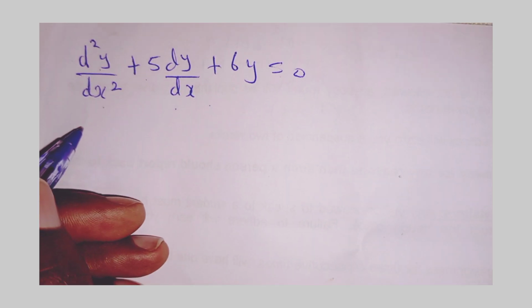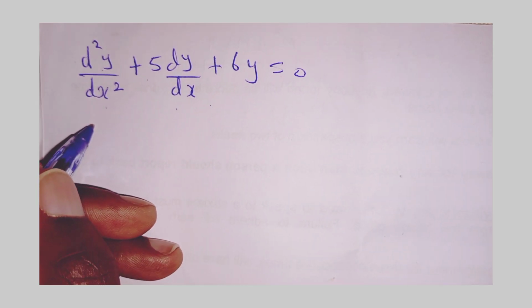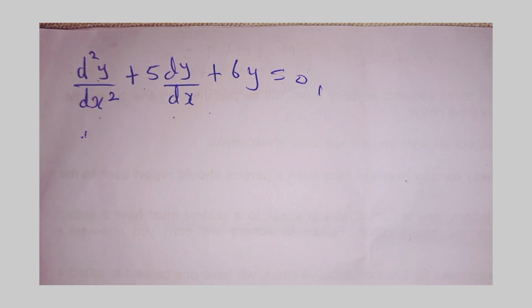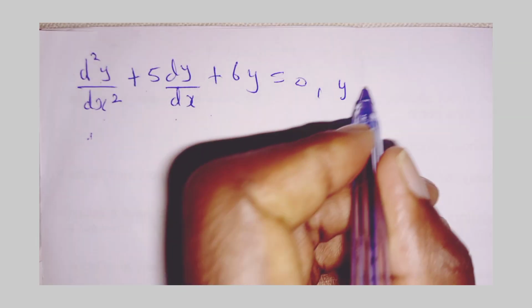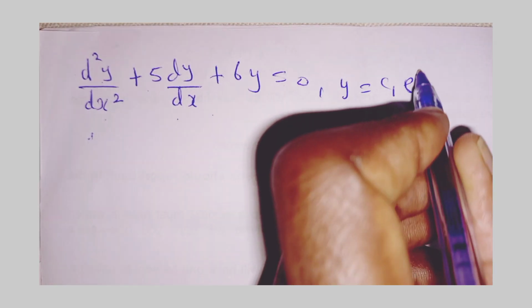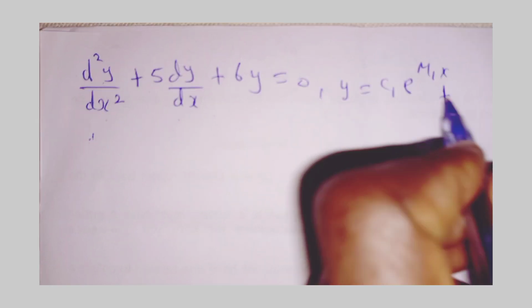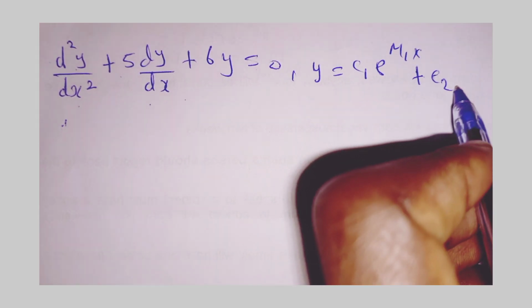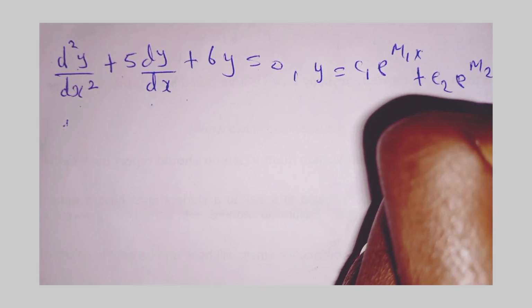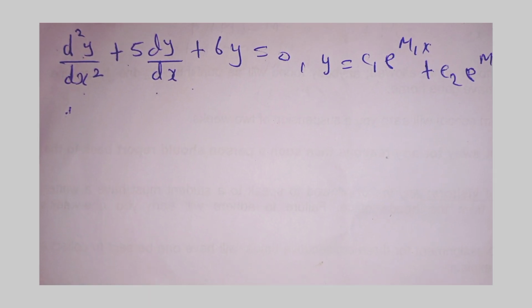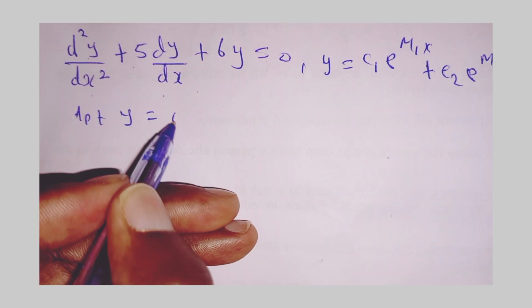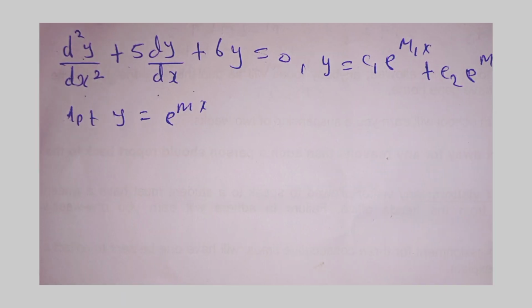So we expect our solution to be of the form y is equal to c1 exponential m1x plus c2 exponential m2x. So we are going to let our y be equal to exponential mx.